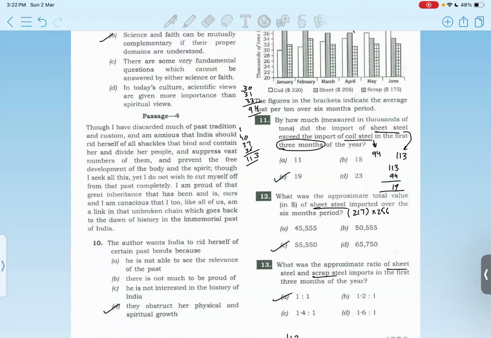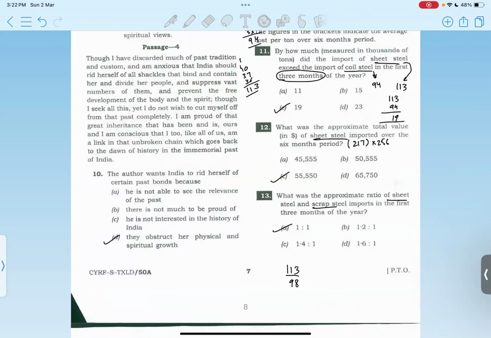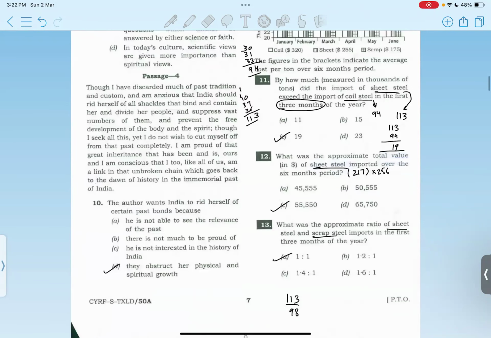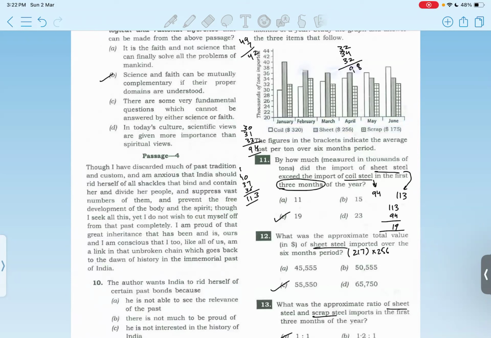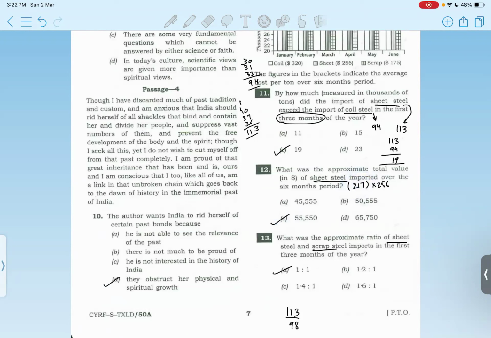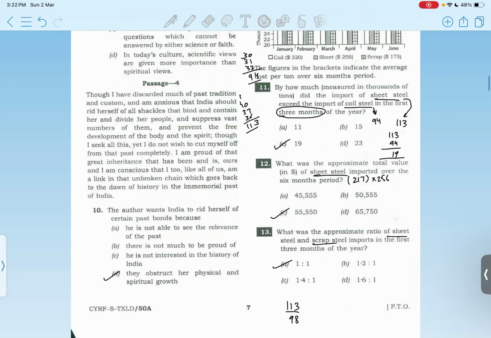Option C. The next is, what was the approximate total value of the sheet steel imported over the 6 month period? So we have to calculate for the entire time period in the values. So for sheet steel, you will calculate all the values for the 6 months period, and the average is given here, which is $256. So you multiply this average value with the total amount imported, that would be 217. So you'll get the value which is given in C, 55,550. Option C.